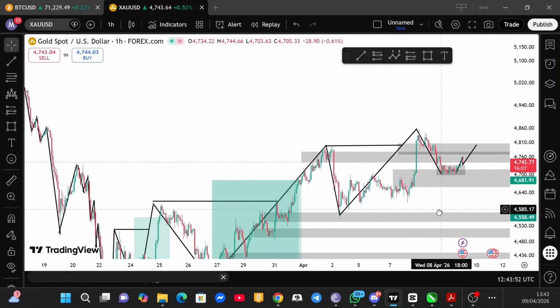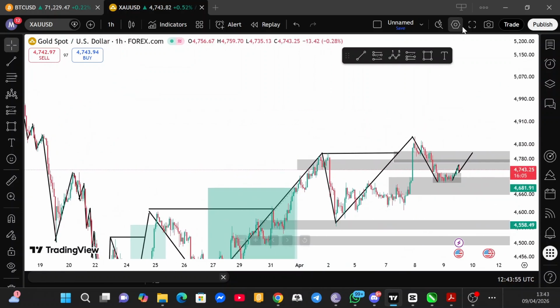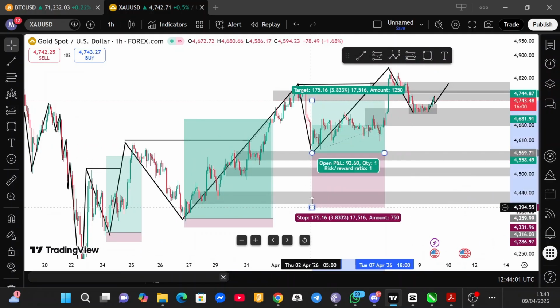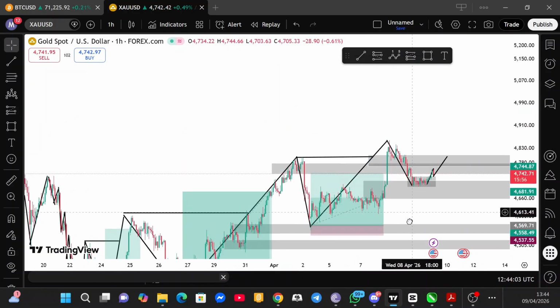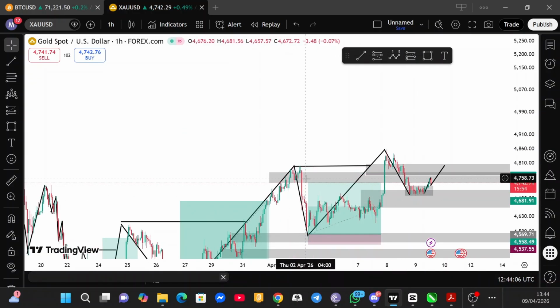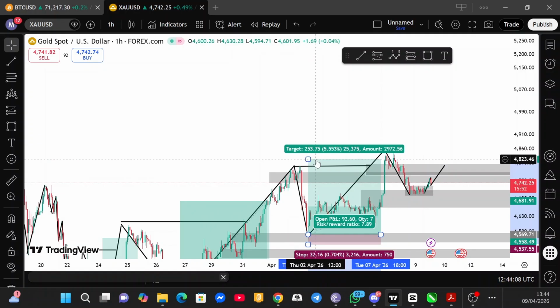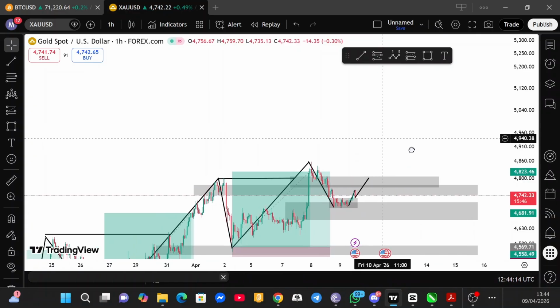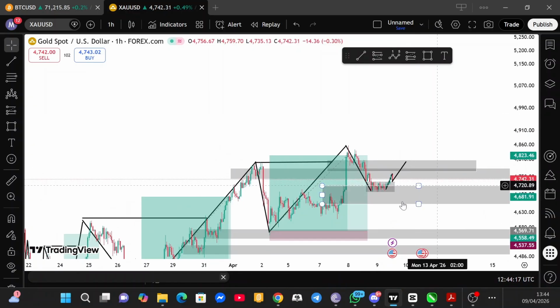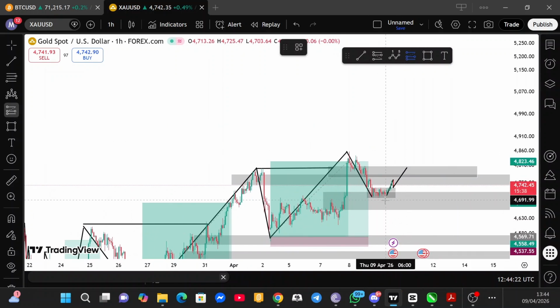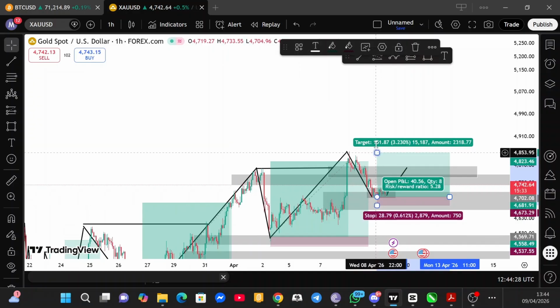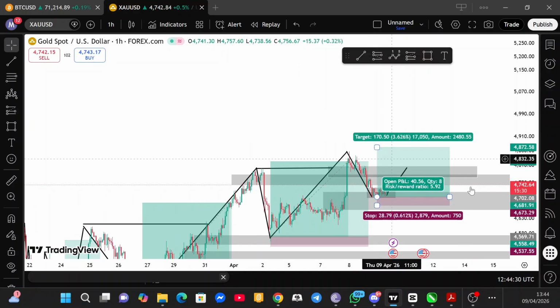Another point you can buy is at this low. You see the market move down to this low, and then you can decide to buy from this low, and then we target above the previous high. So if there's not going to be a market structure shift at this point, then you can decide to also buy from this point and target above this last high.